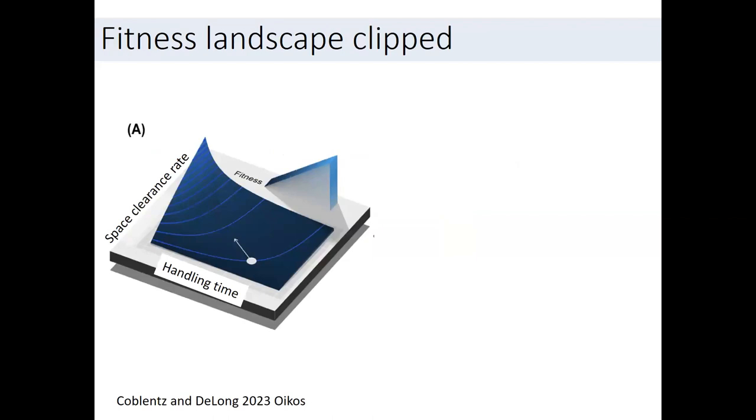Okay, so we're going to look at a fitness landscape of a and h. I call a space clearance rate and h is handling time. And we know, again, that a better predator should be one with a low handling time and a high space clearance rate. So if you started a population here, it should basically just go up this hill. Right, that should be what it does.